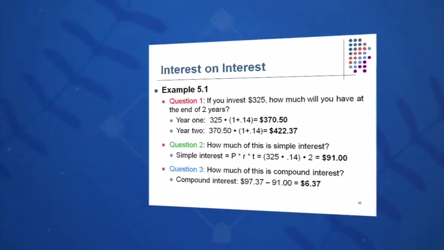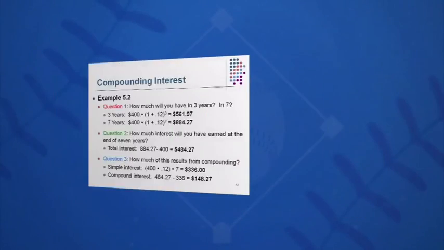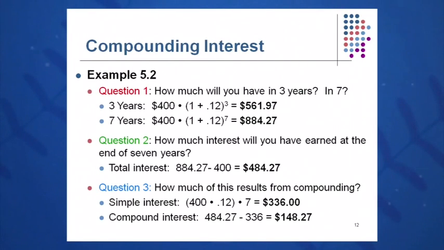Example 5.2, you have $400 to invest. The investment pays 12%. How much money will you have in 3 years? How much will you have in 7 years? And how much interest will you have earned at the end of 7 years? So let's take a look at that. 3 years, I take 400 times 1.12 to the third, and I get 561.97. And for 7 years, I can do the same thing, and I'll take 400 times 1.12 to the seventh power, in this case, to get 884.27.